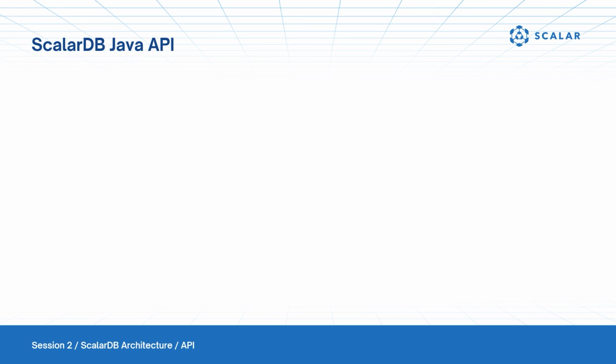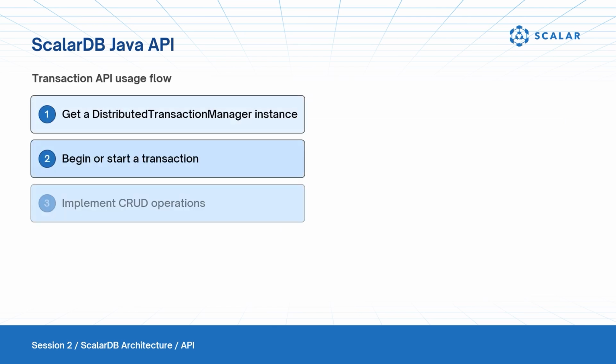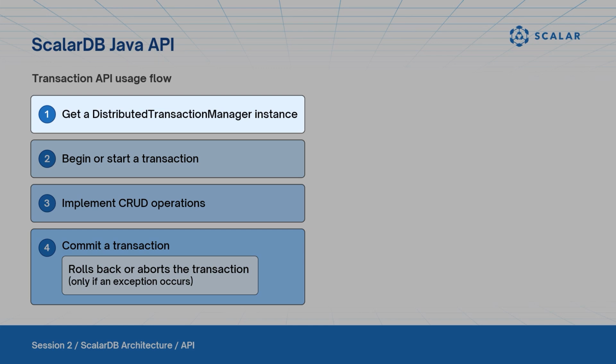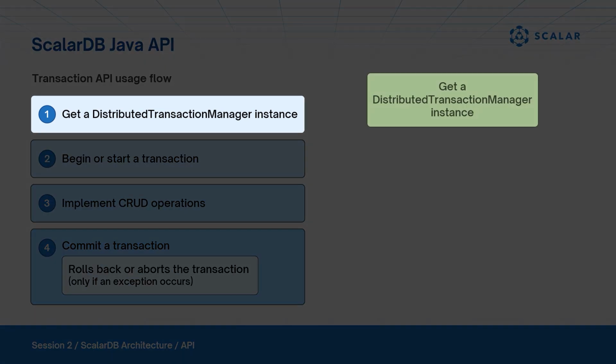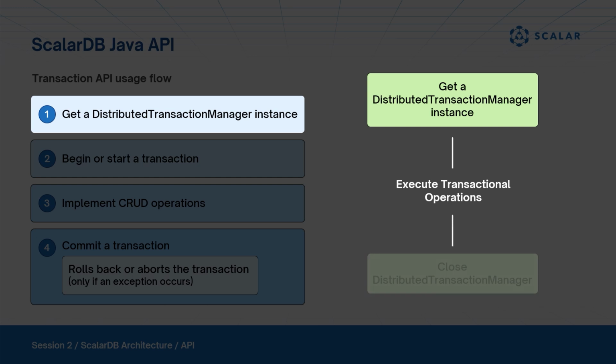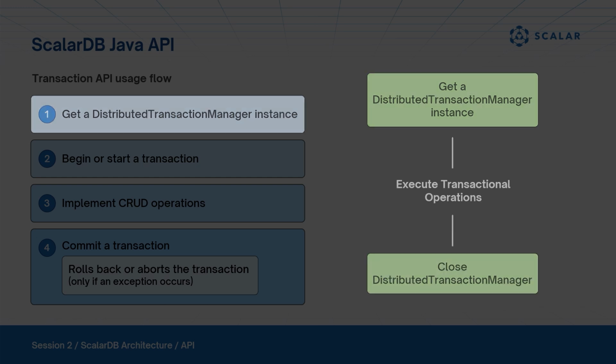Now we will discuss important steps to be implemented when using Transaction API. Get a distributed transaction manager instance. You first need to get a distributed transaction manager instance to execute transactional operations. After you have executed all transactional operations, you should close the distributed transaction manager instance.